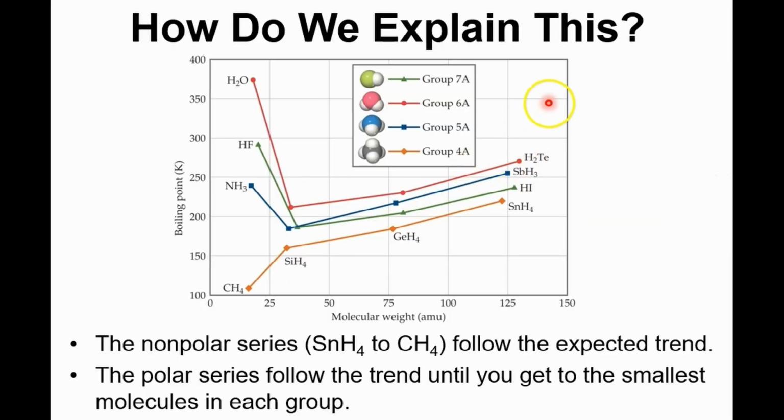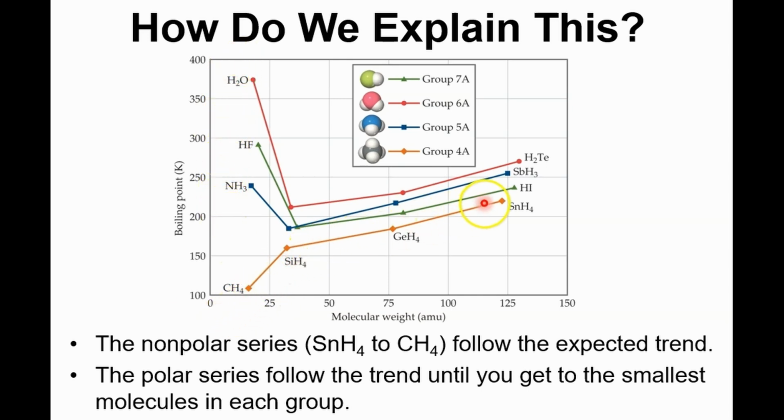So here we see a bunch of elements in column 6. We have oxygen, then sulfur, then selenium, and then finally below that, tellurium. And we see this nice trend of things increasing here. These all go up, but CH4 doesn't. So what is going on? Well, these are the species that can hydrogen bond.